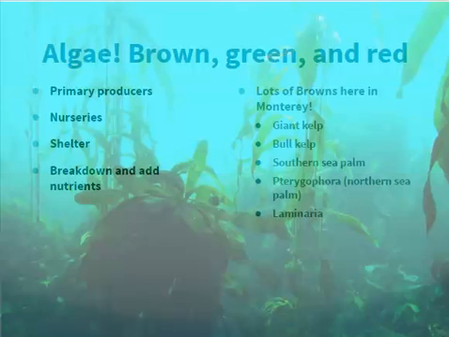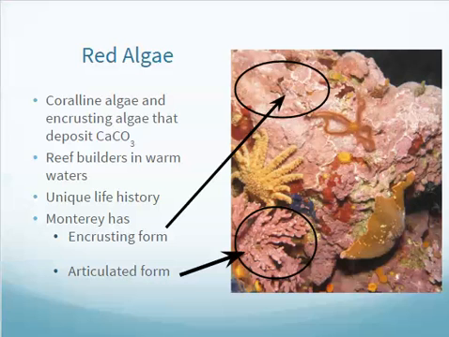The brown algae are anywhere from a color of kind of an olive green to a brown, and you're going to see that with the kelp that you see on this weekend. So red algae, let's take a look at it. There's two different kinds here. There's the encrusting form and the articulated form.